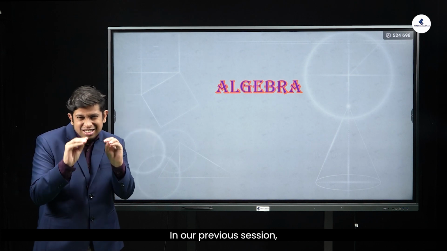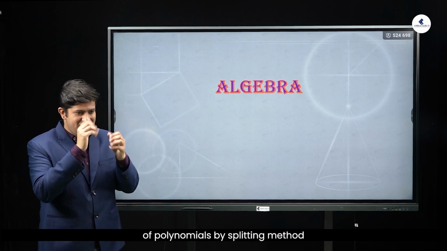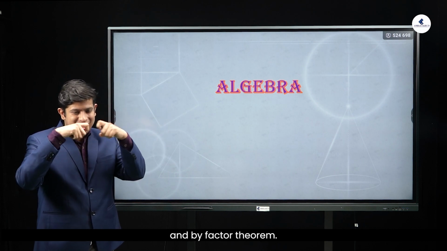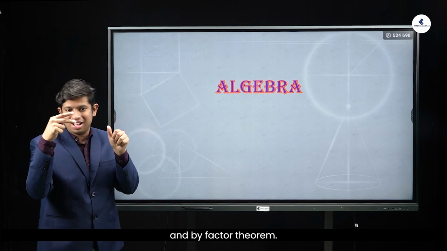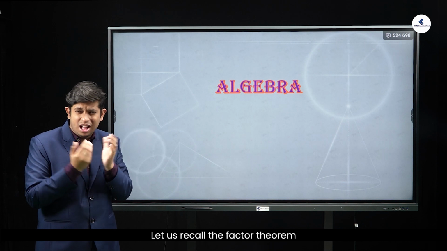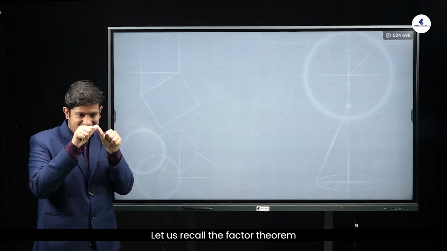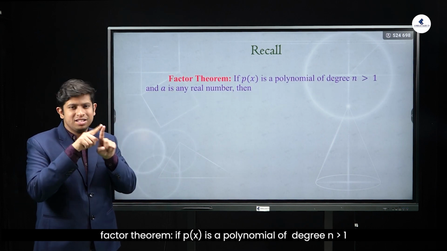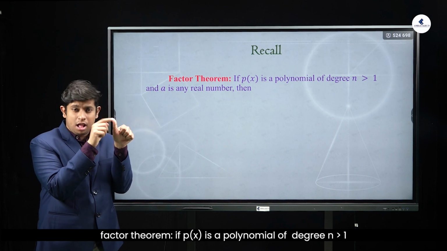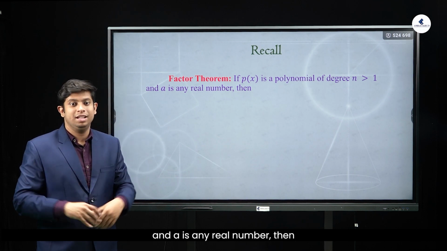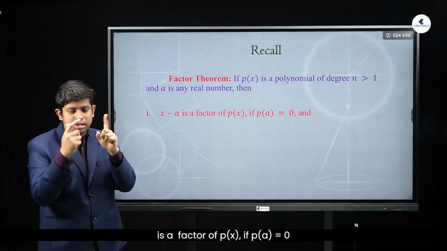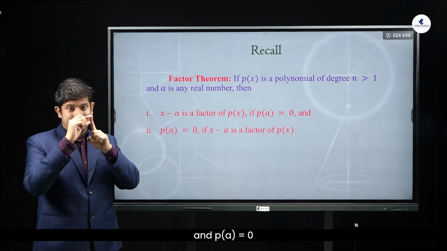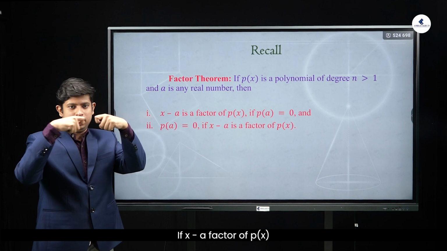In our previous session, we have learnt about factorization of polynomials by splitting method and by factor theorem. Let us recall the factor theorem. Factor theorem: if p of x is a polynomial of degree n greater than 1 and a is any real number, then x minus a is a factor of p of x if p of a is equal to 0, and p of a is equal to 0 if x minus a is a factor of p of x.